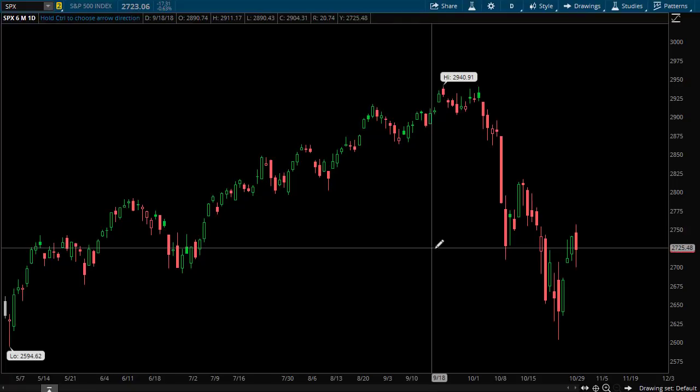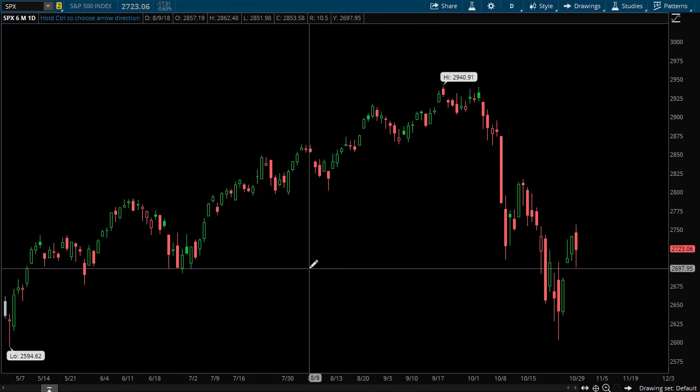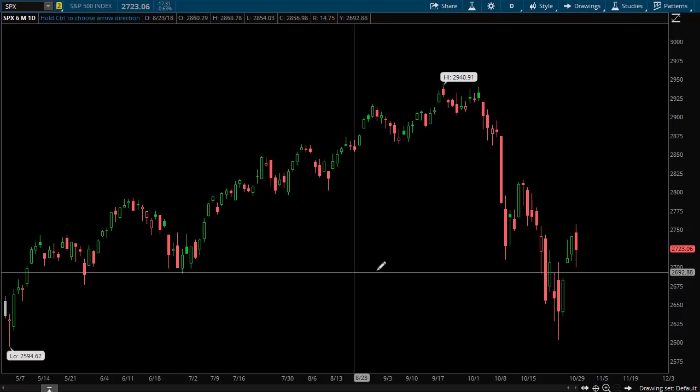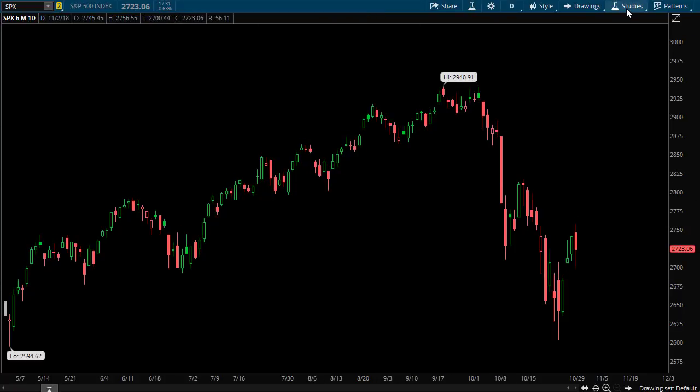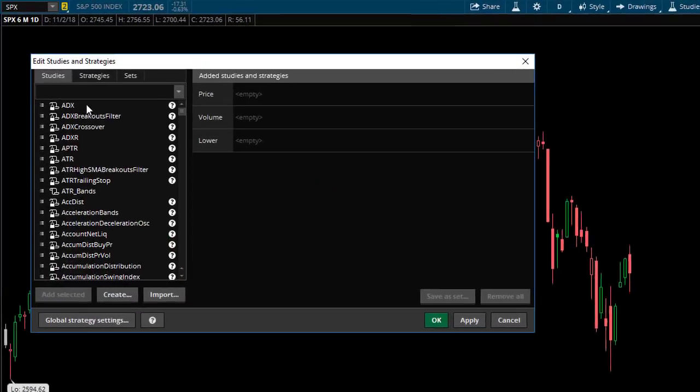All right, so let's get started. I'm in Thinkorswim. I have no indicators on the chart, and we're going to be adding two indicators together that I think work well together, which is the Bollinger Bands and the RSI. And we'll talk about the settings here, and eventually we'll get into the market after this quick setup.